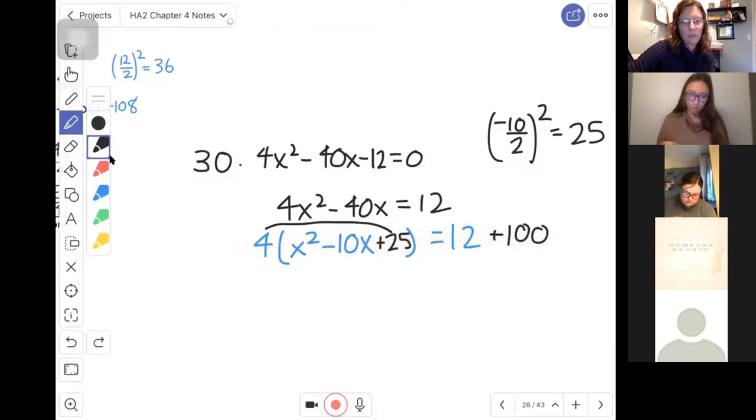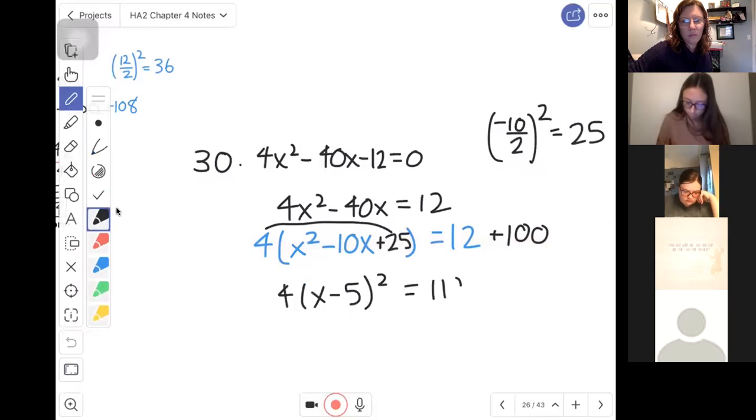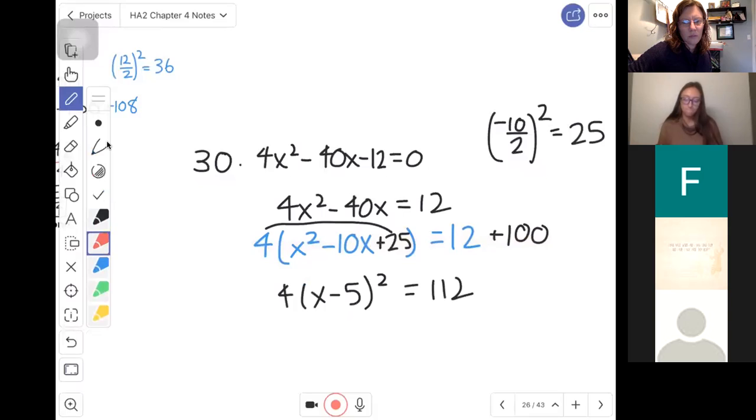Awesome. All right. Ava M., what does this become now? What can we do? You can factor it, and then it'd be x minus 5 squared with the 4 in the front. Awesome. And then it equals 112. Good. Faith, what should we do next? Divide 112 by 4. Good. And what will that give us? 28. Awesome.